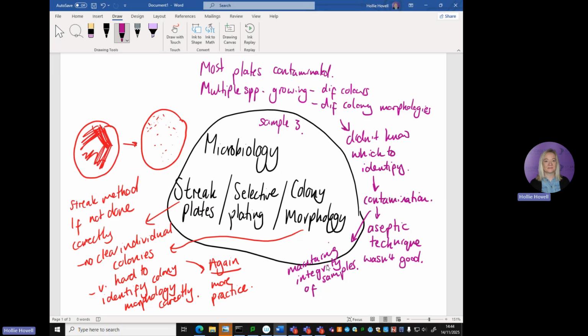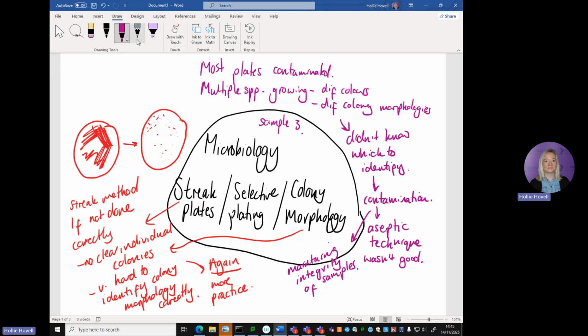Also, we were sharing samples with other people in the class, so somebody else might have contaminated it. Yeah, so maybe we didn't maintain the integrity of our samples well enough and they got contaminated at another time, or maybe our aseptic technique wasn't good enough and we contaminated it while we were making our plates. We don't know. Okay.